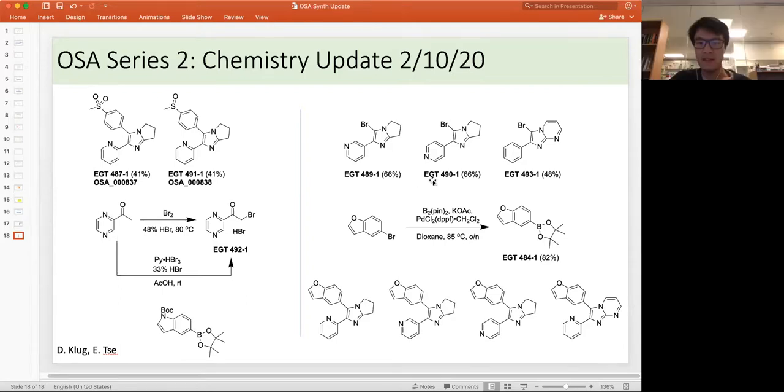Yeah. And then for these cores, I've made all of these, so I just need to do Suzukis. As I said before, I made the boronate of the benzofuran. There's a bit of the B2pin2 left in it, but it's more trouble to try and purify it, I think, because it just co-elutes. And then, yeah, these are the 4 target compounds from that.